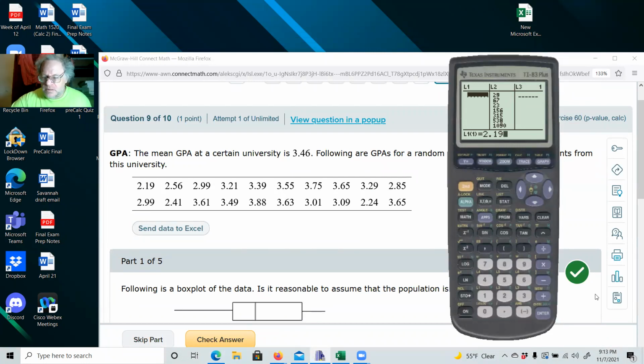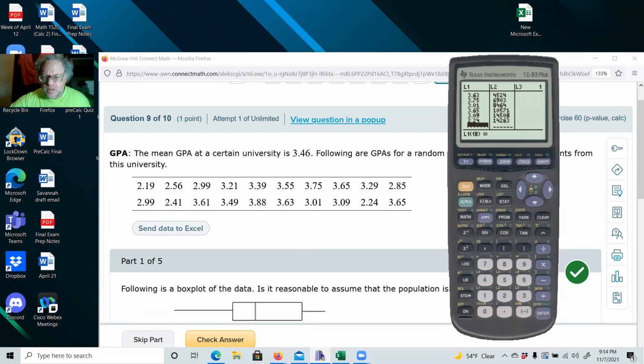2.19. 2.99. 2.56. 2.41. 2.99. 3.61. 3.21. 3.49. 3.39. 3.88. 3.55, 3.63, 3.75, 3.01, 3.65, 3.09. There we go.